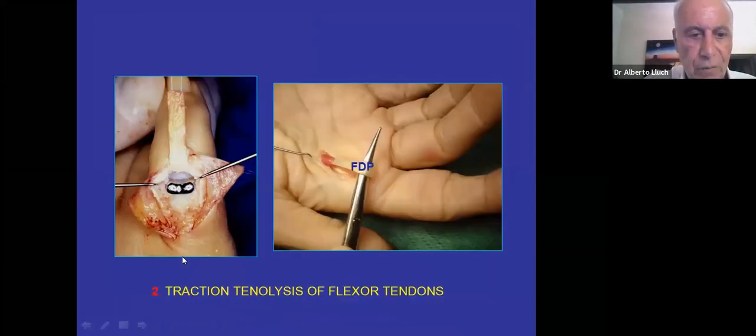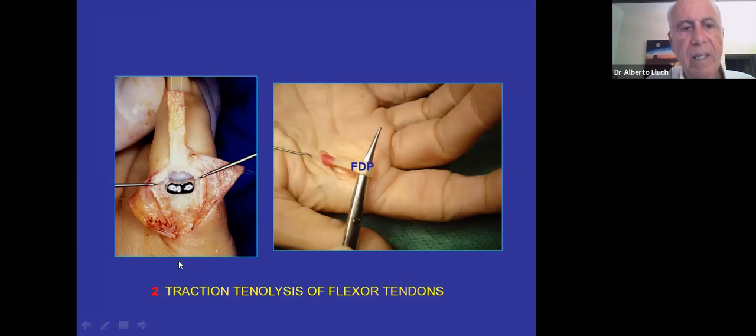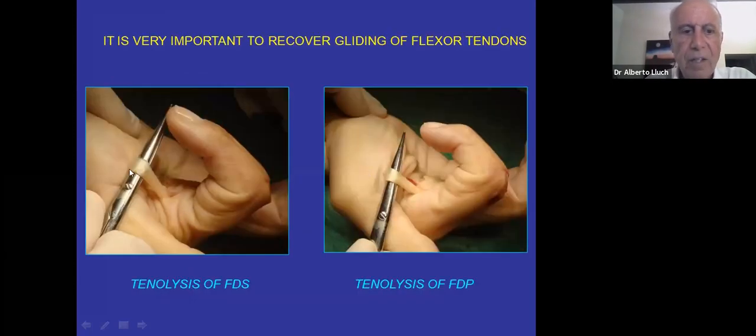This is a dorsal view with the implant. This is a flap of the extensor tendon. I use a long flap to allow early mobility of the implant arthroplasty. But in all of them, you have to do release of adhesions by traction, at least, of the sublimis.